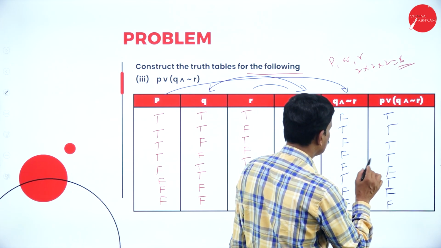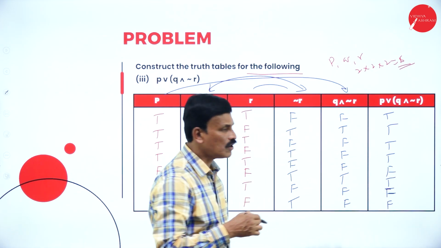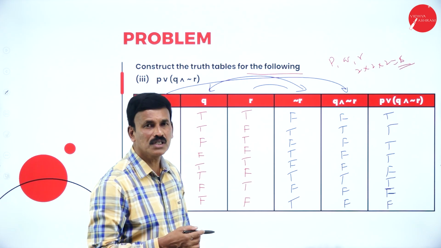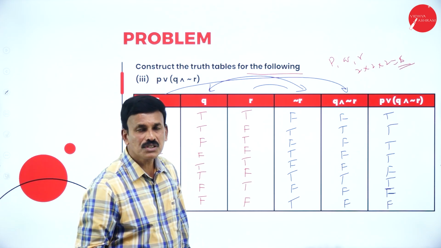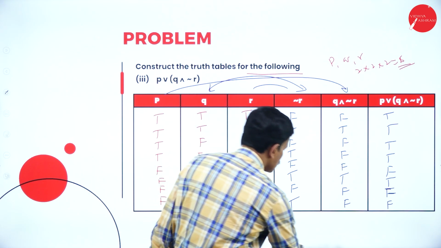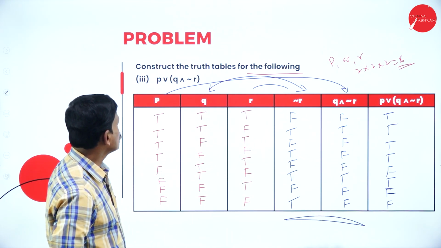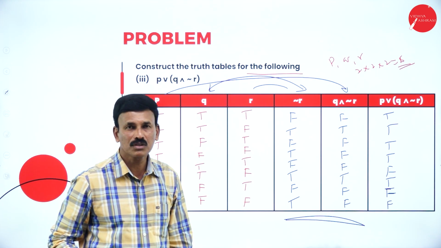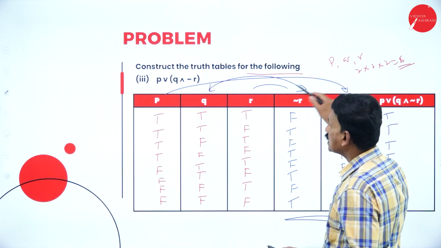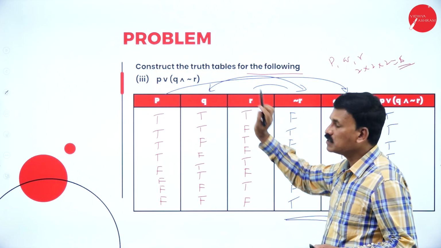1, 2, 3, 4, 5, 6, 7, 8. So in the last column you are going to get a mix of T and F. Therefore, this is neither a tautology nor a contradiction. This is how we construct the truth table for the given proposition.